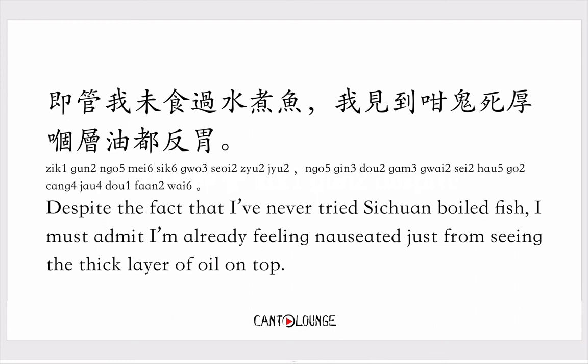我見到, after seeing or I can see, 咁鬼死厚嗰層油, a layer of oil that's this freaking thick. There's like an implied 嘅時候. So when I see a layer of oil that's this freaking thick, 都反胃, I already feel nauseated, right? Like I want to vomit, right? 反胃. 胃 is like stomach, 反 is like anti. So anti-stomach is like stuff going back up. So stuff going back up is vomit.